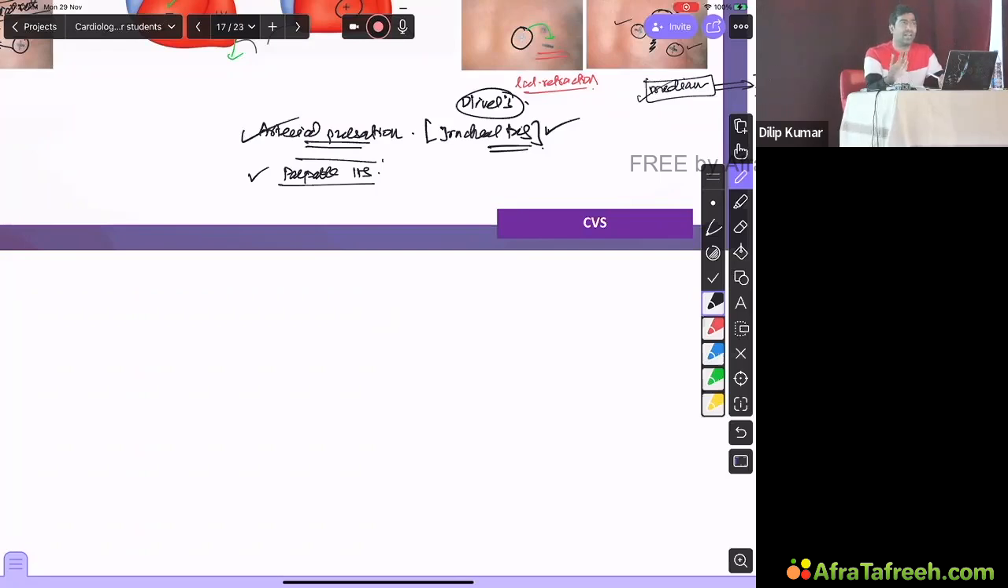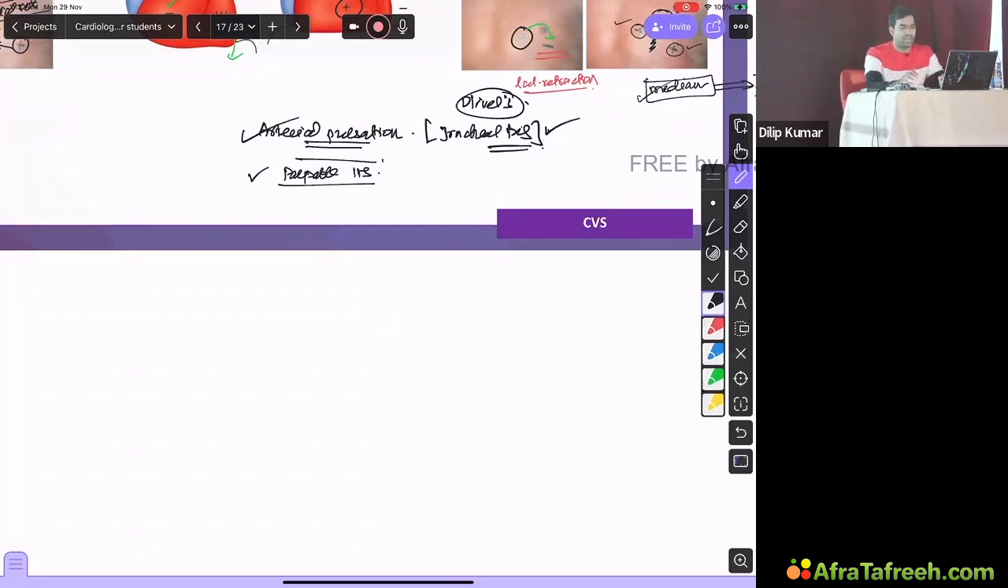Similarly, in significant left ventricular failure, S3 may become palpable, or even S4 may become palpable. So you have to comment on the palpable heart sounds, depending on the underlying pathology. What we are discussing, if it is there, then it becomes very significant.